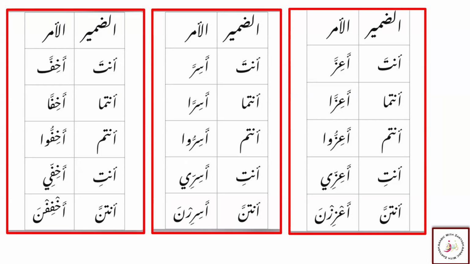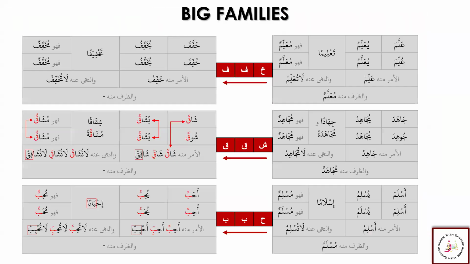So like that, we are going to do the Amr for all the root letters that have double letters for the second and the third root letters. So here are the big families that we learned. Let's revise all the Sarf Saghir for Allama, Jahada, and Aslama. Then, inshallah, we are going to do Sarf Kabir by picking up one of the families.